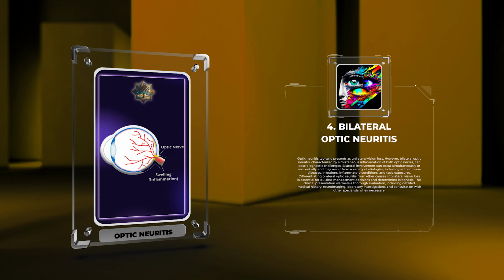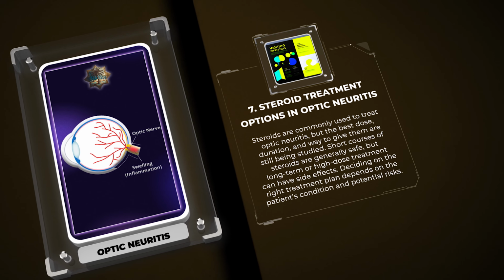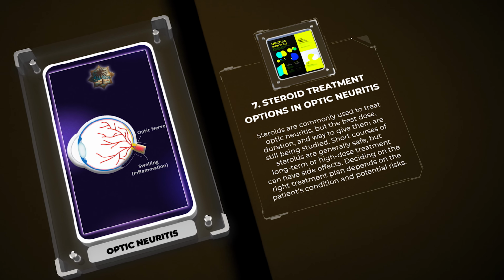Steroids are commonly used to treat optic neuritis, but the best dose, duration, and way to give them are still being studied. Short courses of steroids are generally safe, but long-term or high-dose treatment can have side effects. Deciding on the right treatment plan depends on the patient's condition and potential risks.